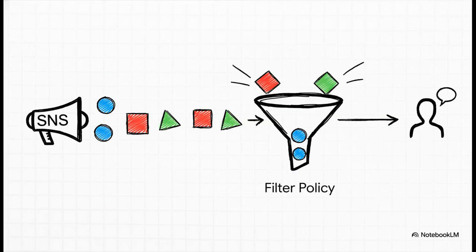The answer, and please remember this for the exam, is SNS Subscription Filter Policies. This is a game changer. It lets each individual subscriber tell SNS, hey, I only want messages that look like this. And the best part is, the filtering happens on the SNS side before the message is even sent. This is super efficient, it saves you money, and it means your back-end services don't waste CPU cycles looking at messages they're just going to throw away.